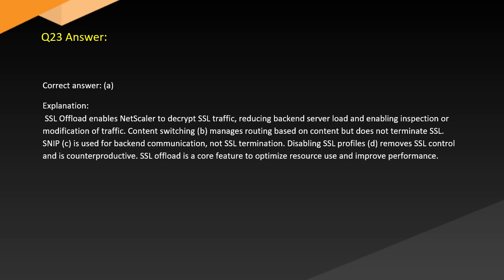Answer. Correct answer, A. Explanation. SSL offload enables NetScaler to decrypt SSL traffic, reducing backend server load and enabling inspection or modification of traffic. Content switching, B, manages routing based on content but does not terminate SSL. SNIP, C, is used for backend communication, not SSL termination. Disabling SSL profiles, D, removes SSL control and is counterproductive. SSL offload is a core feature to optimize resource use and improve performance.